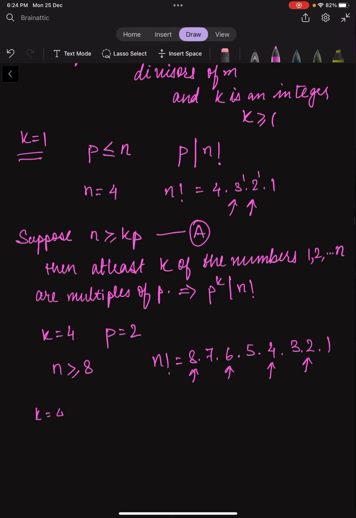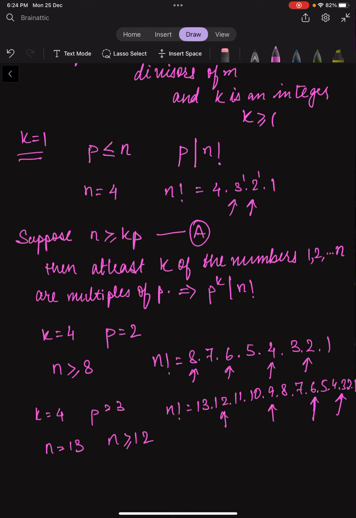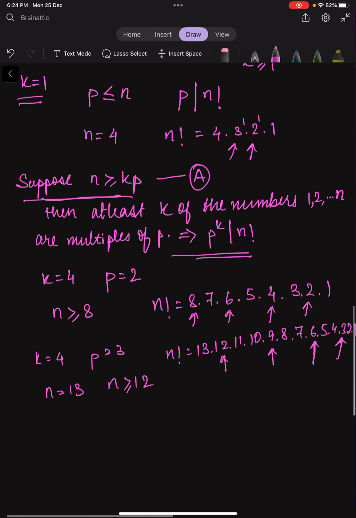Let us take another example. Suppose k is again equal to 4 and p is equal to 3, and we take n is equal to 13 this time, which satisfies n greater than or equal to 12. So n factorial will have 13, 12, 11, 10, 9, 8, 7, 6, 5, 4, 3, 2 and 1. Now if you see, 3 appears how many times? Once. Multiples of 3 appear how many times? You'll see 2, 3 and 4 times. So this assumption is correct and it is sufficient to prove that p^k divides n factorial.